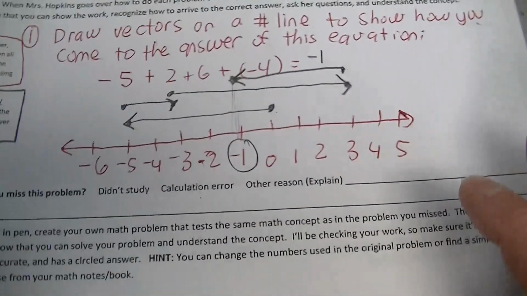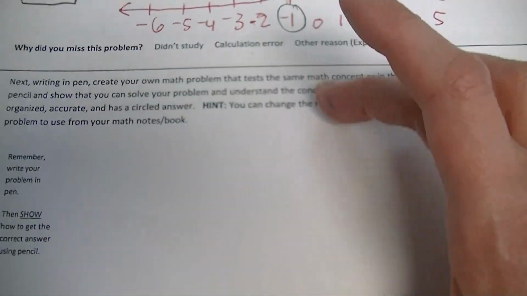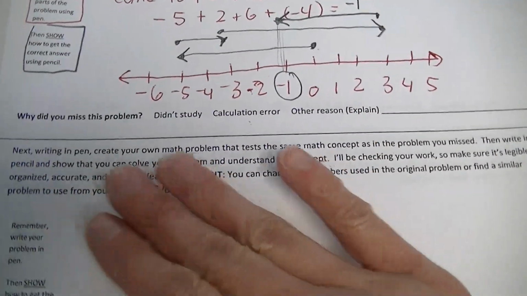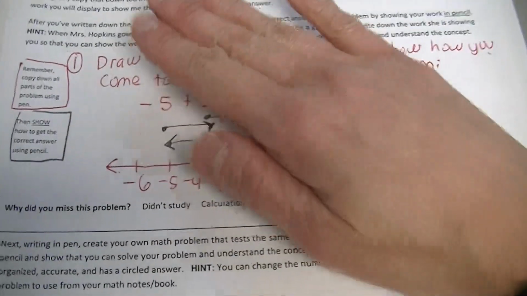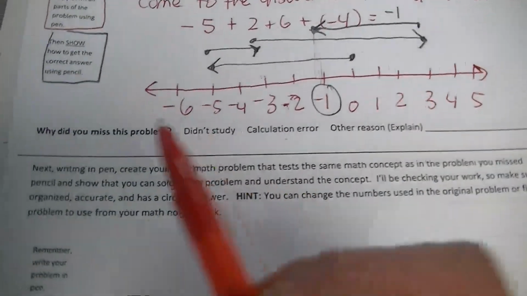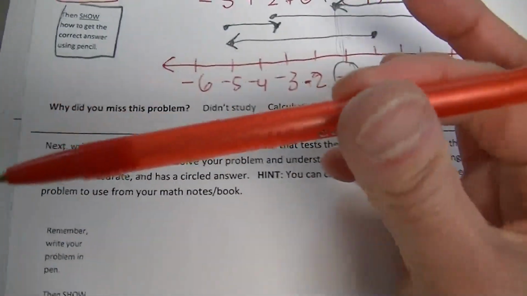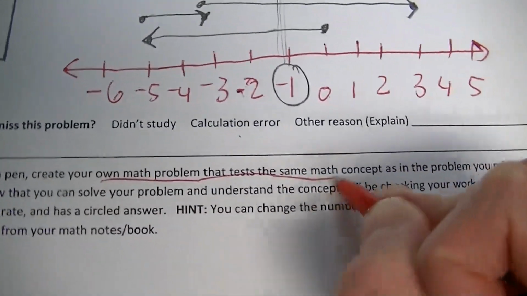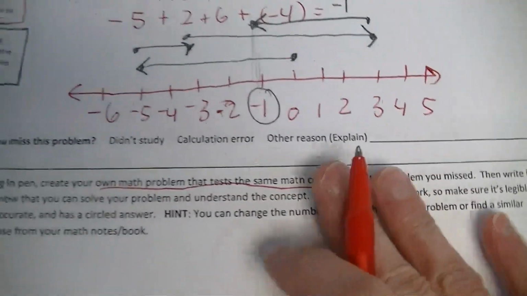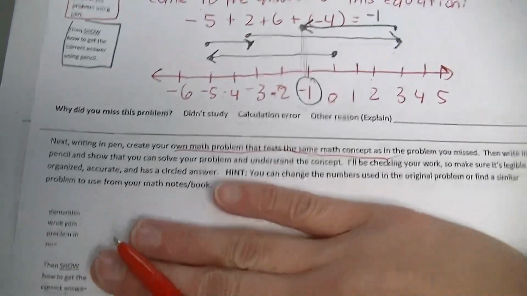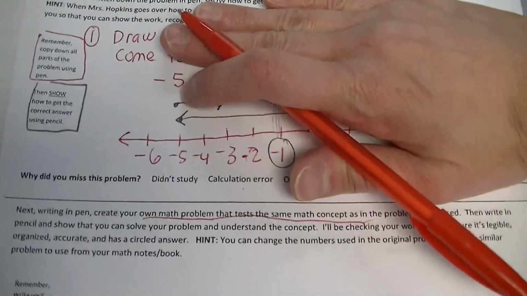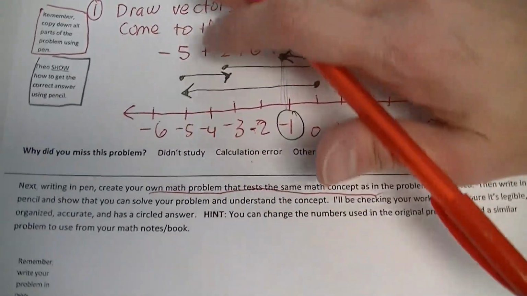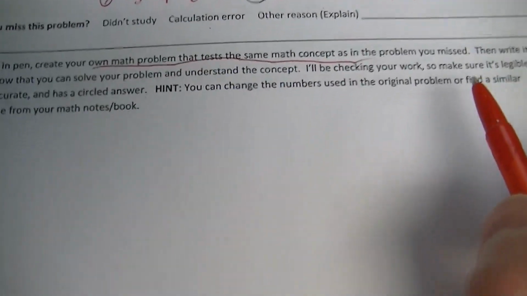All right, now we're not done. There's a bottom spot right here, and this bottom spot also coincides with problem number 1 from your quiz. So, next, writing in pen, create your own math problem that tests the same math concept as the problem you missed. So we need to correct your own math problem right here that's similar to this problem right up here to prove that you now understand it, okay?